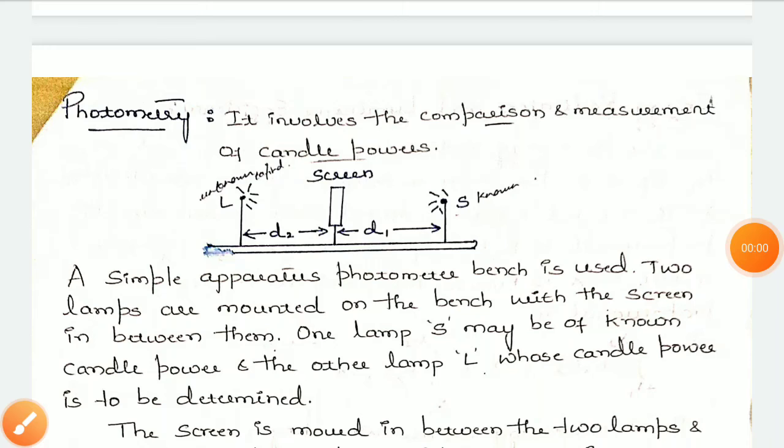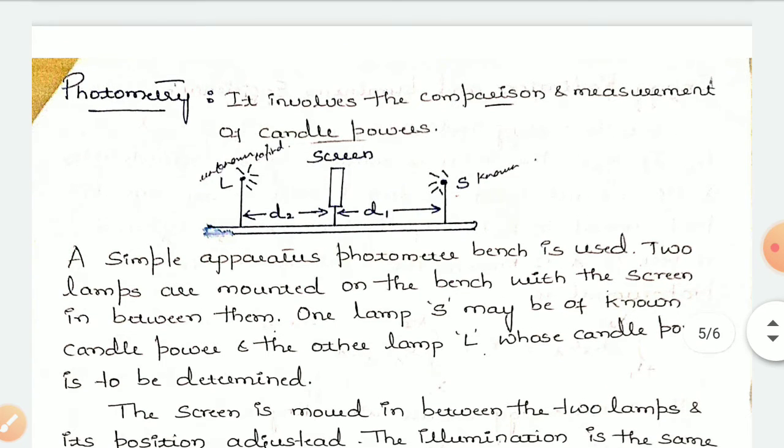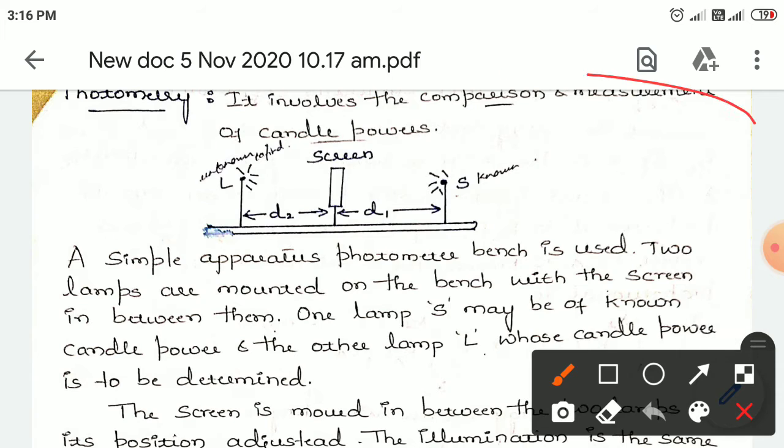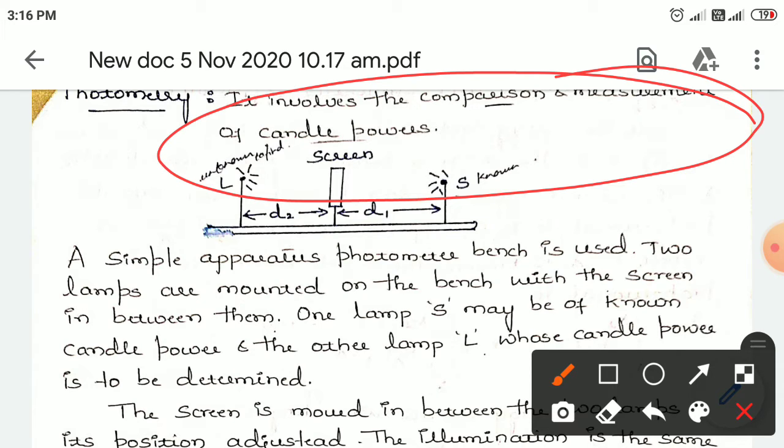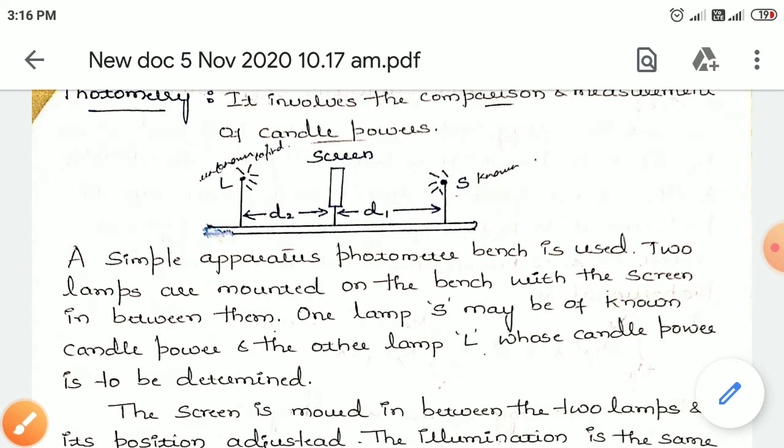Shall we move further to the discussion of another concept related to illumination engineering, that is photometry. Photometry is the comparison and measurement of candle power. A simple apparatus called a photometer bench is used here.